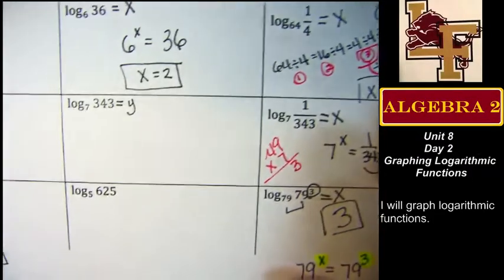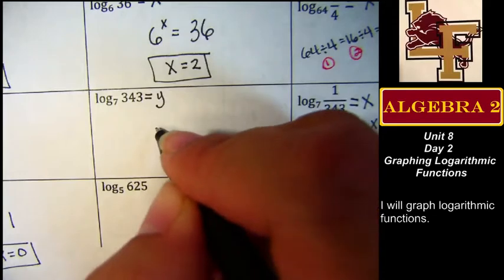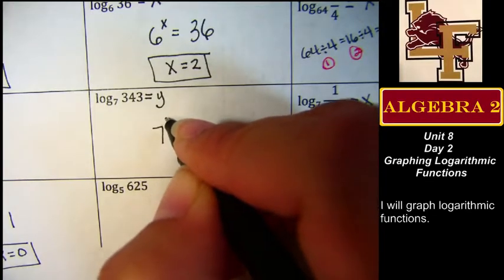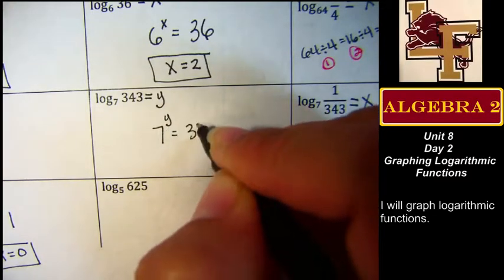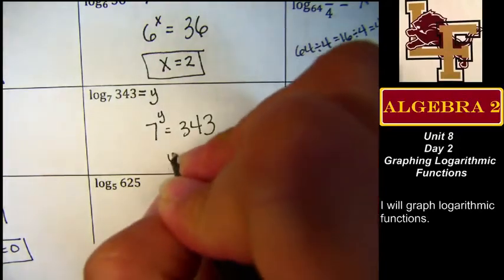Everything's exactly the same. I've just got a different variable now. What's my base? 7. What's the exponent? y. And what's the result? 343. Beautiful. And you're thinking, how many times does 7 divide 343? 3 times, because 343 divided by 7 is 49, 49 divided by 7 is 7, and 7 divided by 7 is 1. I had to divide it 3 times before I hit the 1. So y is 3.